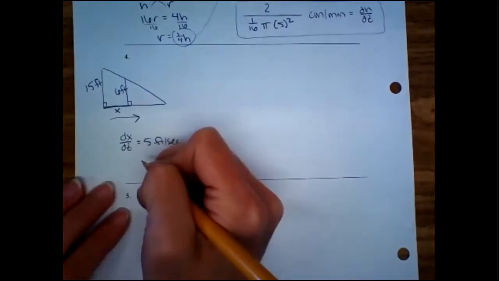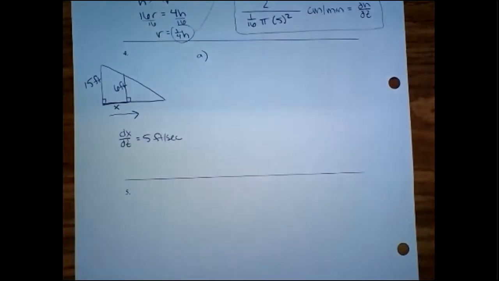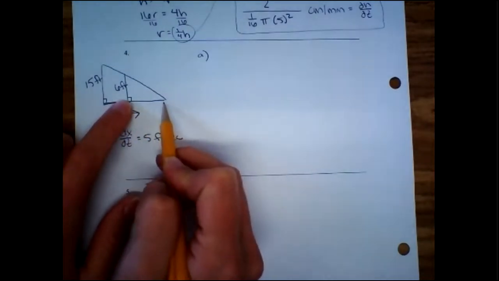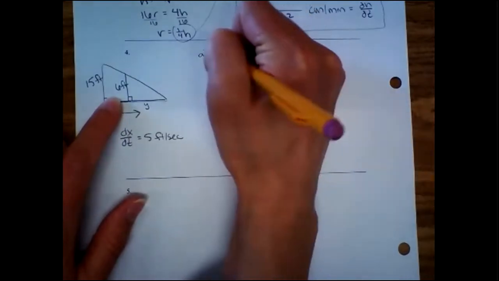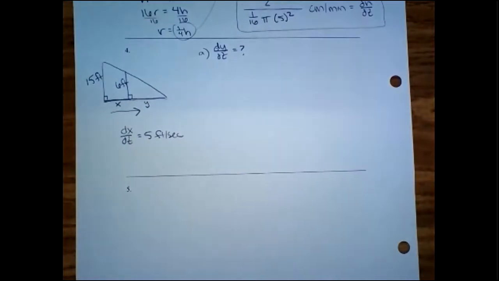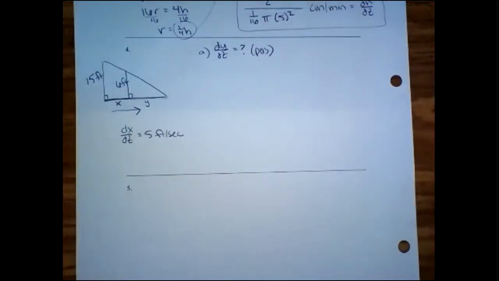And part A was how quickly is his shadow lengthening? So his shadow is from right here to right here. This is his shadow. Let's call that Y. And so dy dt is our question mark. They kind of told you that it should be positive because they said shadow lengthening. So that is going to be positive.